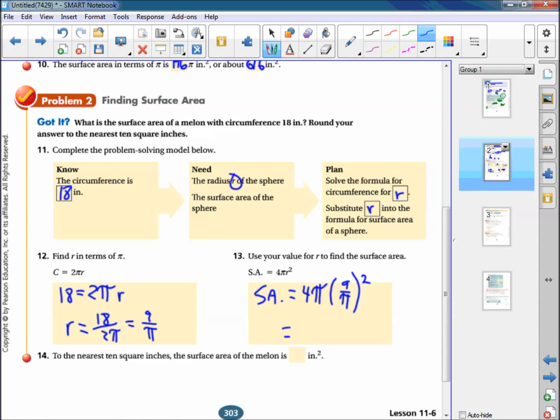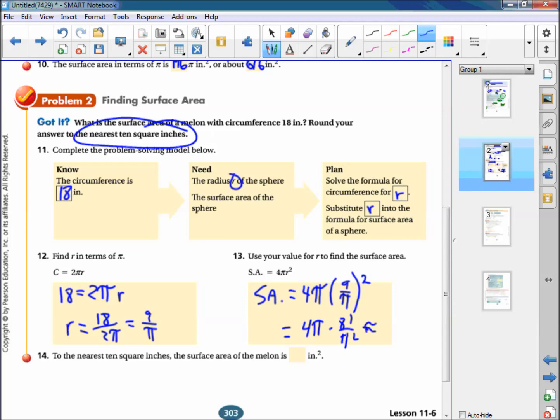Okay, so the pi's are going to cancel. Oh, no, they're not. Let's see, we're going to get 4 pi, and then that's going to be times 81 over pi squared. All right, so on top, we're going to do 4 times 81. Okay, and on the bottom, we're going to cancel out the pi to get pi squared. But we aren't asked to get this as an exact answer. We're asked to just get this to the nearest 10 square inches.